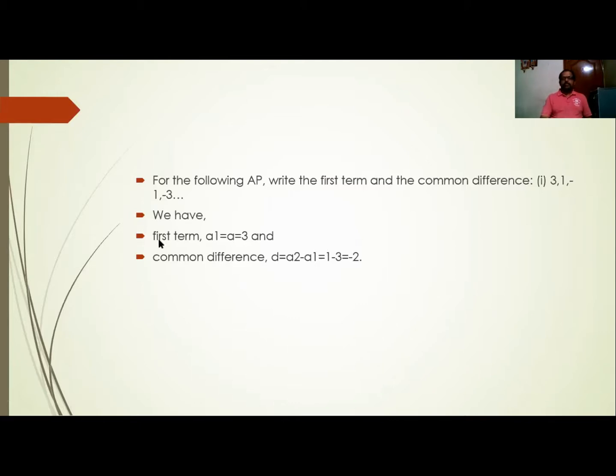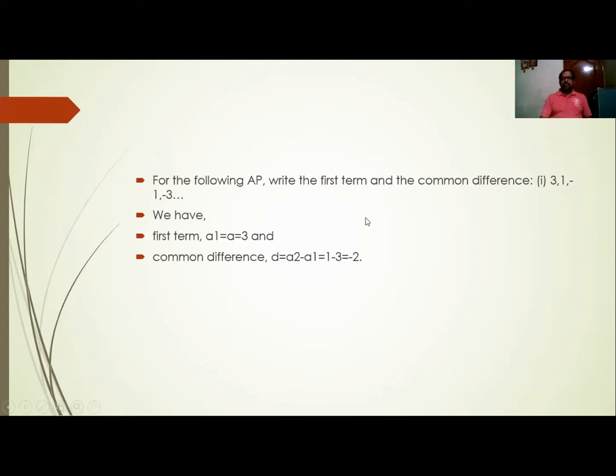So hence we can find the first term and the common difference of the AP given. First term we can get directly from the given AP itself, that is A1 equal to 3. But to find the common difference, we need to take the difference of any two successive terms. For our convenience, we take only A2 minus A1.